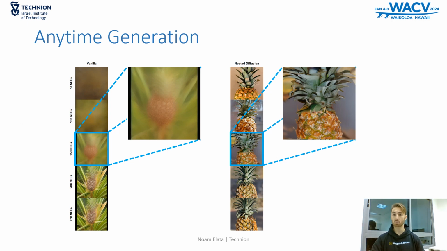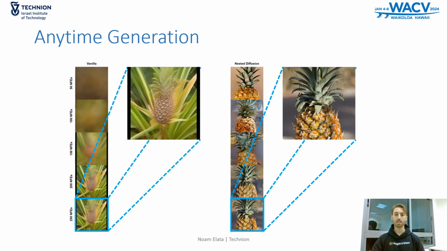With the accumulation of more steps, vanilla diffusion's intermediate predictions start to show detail, but remain blurry. At the same time, nested diffusion produces crisp images. At the end of the sampling process, both methods produce pleasing images of comparable quality.